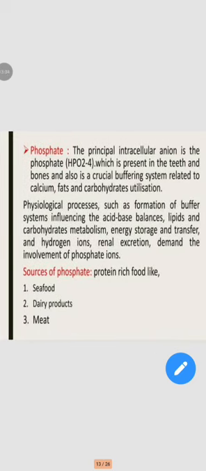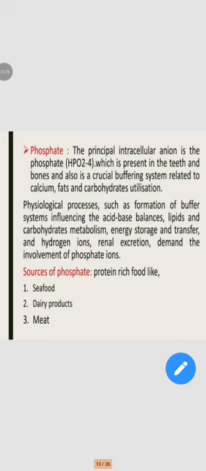Then the second one is phosphate. The principal intracellular anion is phosphate, HPO4 2-, which is present in the teeth and bones and is also a crucial buffering system related to calcium, fats, and carbohydrate utilization.